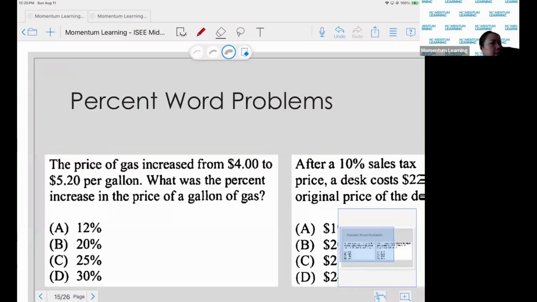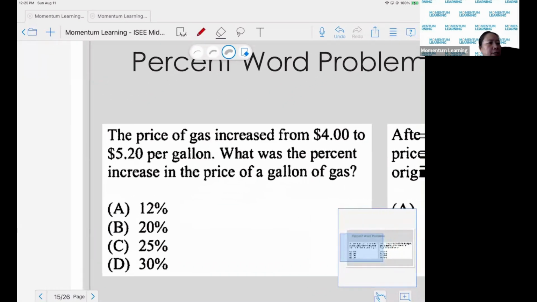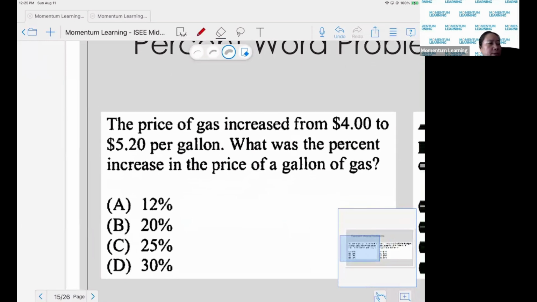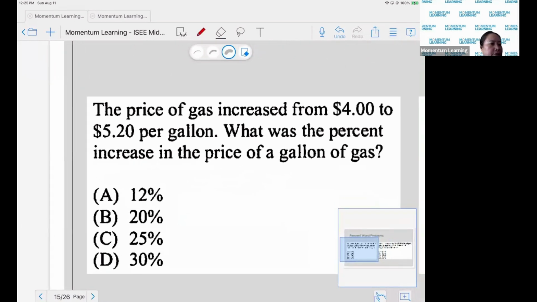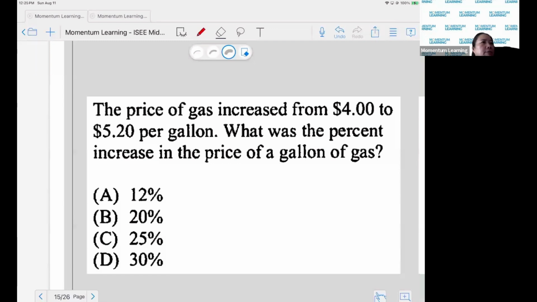Okay, the next topic is word problems. It's about percentages, but it's a word problem. So I want you to read carefully and see which one is the best answer for the one on the left side. This is a percent increase. We need to find a percent increase.